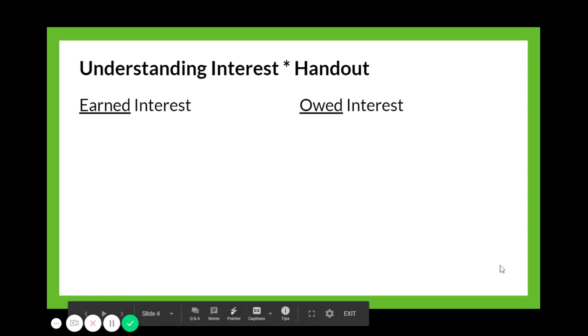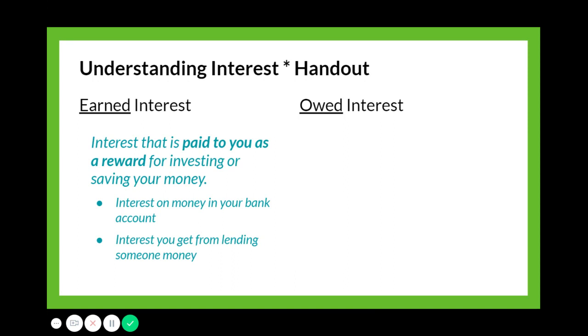Earned interest could be thought of as the good interest. It is interest that is paid to you as a reward for investing or saving your money. That is interest on a bank account or interest you get from lending somebody else money.